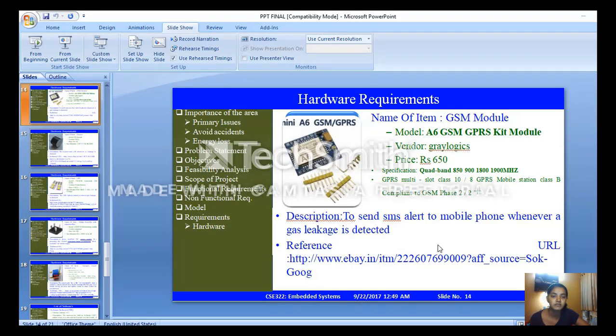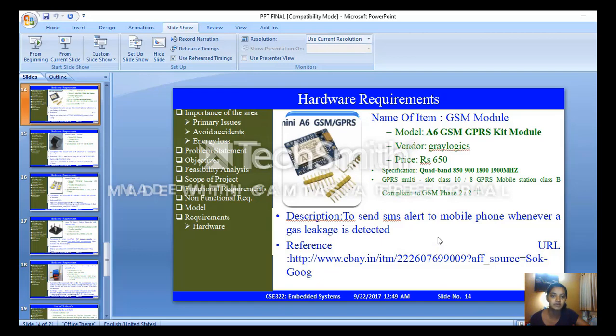Hello everyone, my name is Shreshta Burman and I am here to talk about our embedded systems project, LPG gas leakage detector and rectifier. My teammates Keerthika and Mridima have already spoken about some of the components of the project, and I am here to talk about some of the hardware and software requirements of the project.